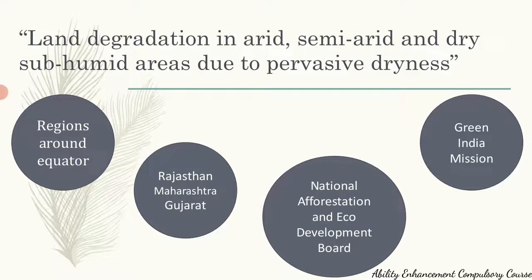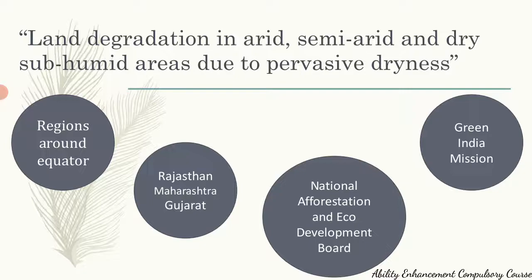Usually these areas are found straddling the equator, that is, the areas in Asia, Africa, South America, North America, and Australia. All of these regions around the equator are the ones having this kind of arid and semi-arid climate.